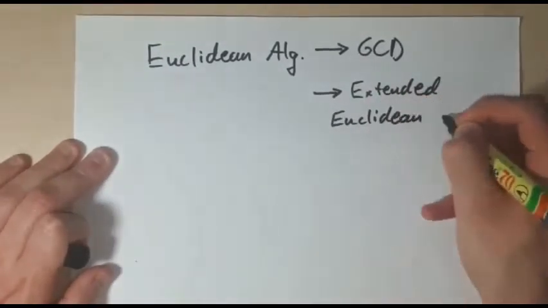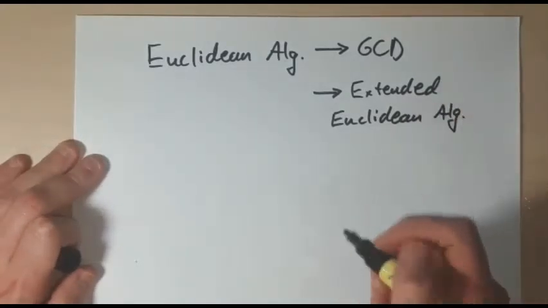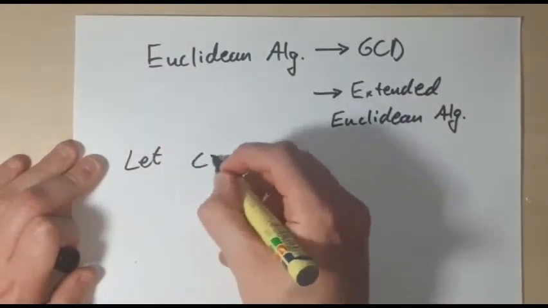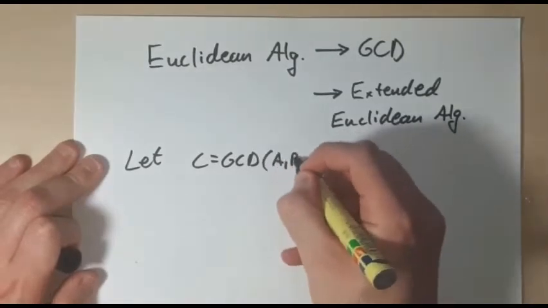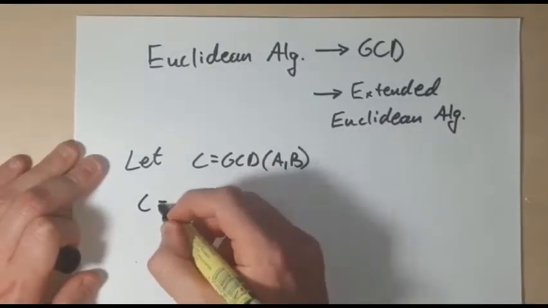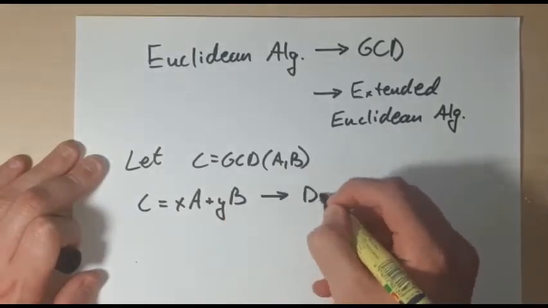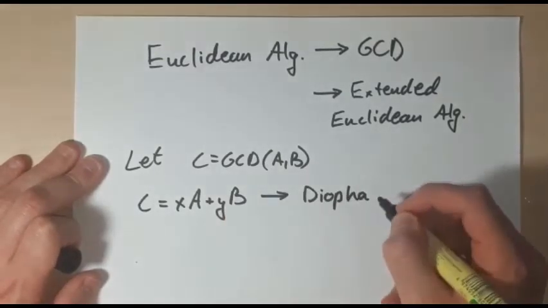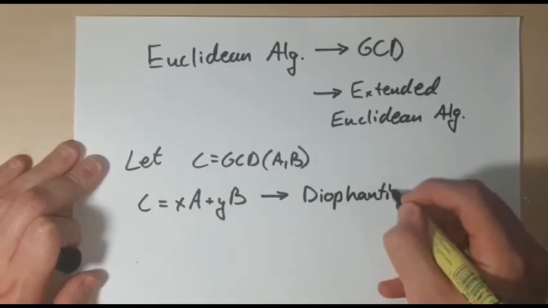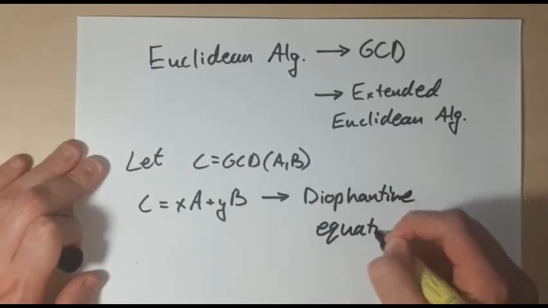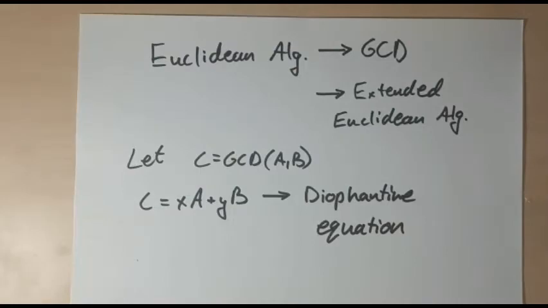Let C be the GCD of A and B. So from our proof before, we can say that C equals x times A plus y times B. It is also known as the Diophantine equation, an equation with only integer solutions. The extended Euclidean algorithm gives us its specific solution.